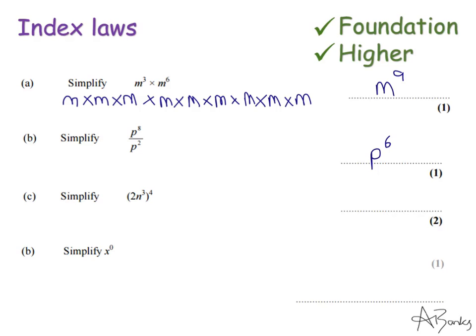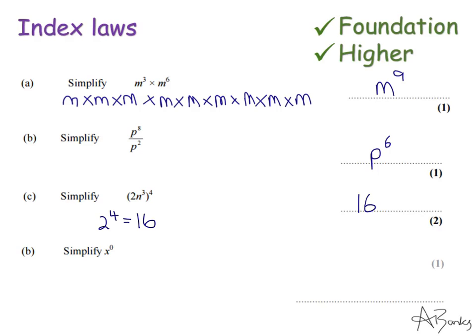When you have something in a bracket, like here, I have 2n cubed, and that is in a bracket to the power of 4. There's sort of two different things you have to remember. The first one is that if there's any numbers, so here I have a 2, that 2 gets raised to the power of 4. So I have to work out what is 2 to the power of 4. So that's 2 times 2 times 2 times 2, which is 16. So I'm going to write down 16.